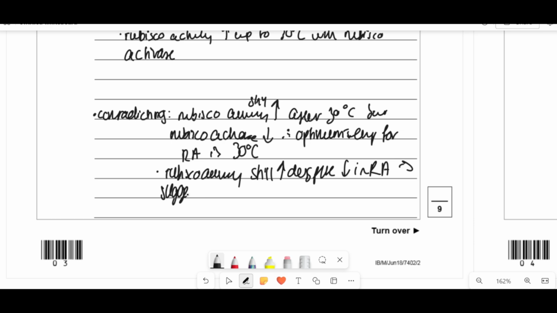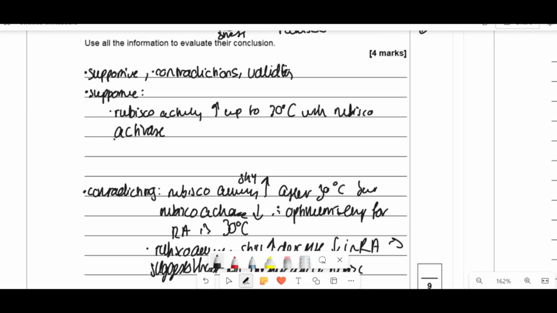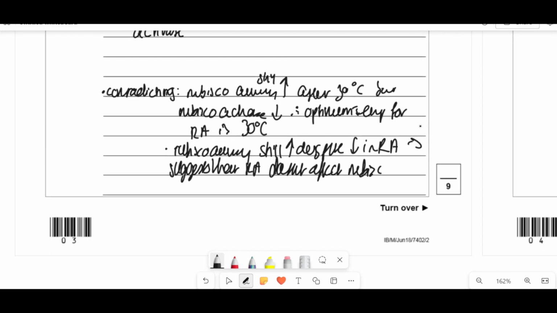This suggests that Rubisco activase doesn't affect Rubisco. It's still able to go to town and keep going higher, right? So when you're talking about it, you need to say what the possible links are with these two, right? What supports it here is that, again, up to that point, they're both increasing. What contradicts it is that for some reason, even beyond this point, it's still increasing, even though we've passed the optimum for Rubisco activase. And that suggests that, for example, this doesn't actually affect the activity of Rubisco.